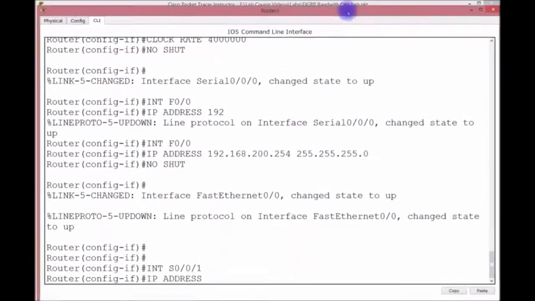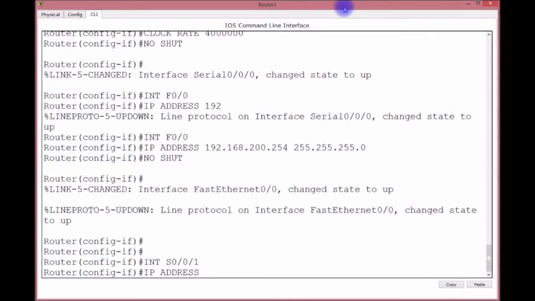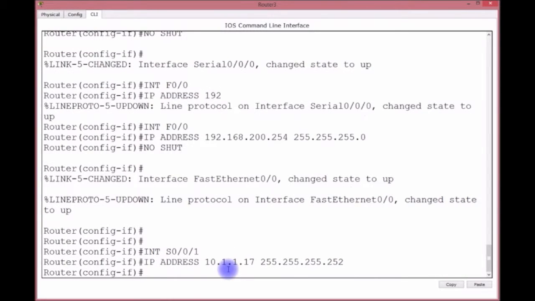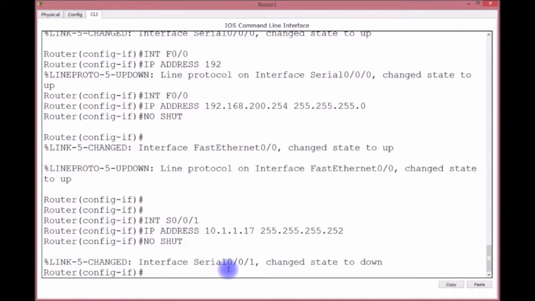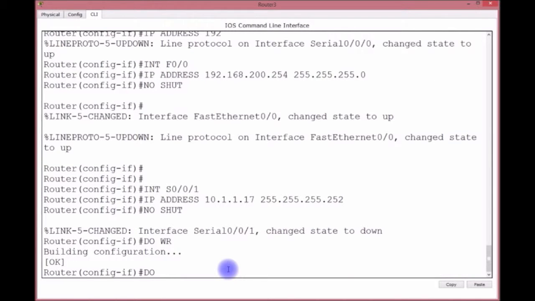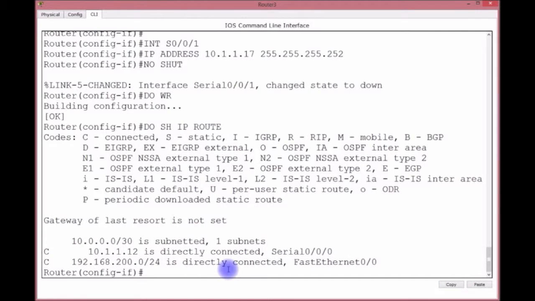All right, let's bring this back here into view. 10.1.1.17, 255.255.255.252. DTE side, no need for a clock rate, no shut. Do WR, do show IP route. All right, now we're connected to 2 networks.